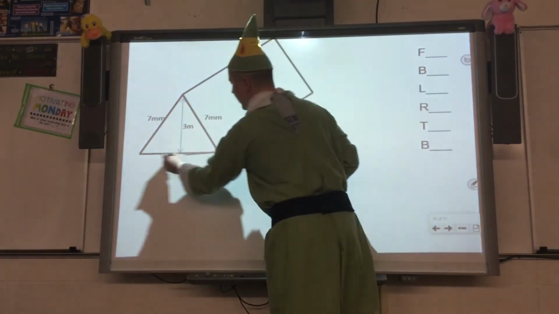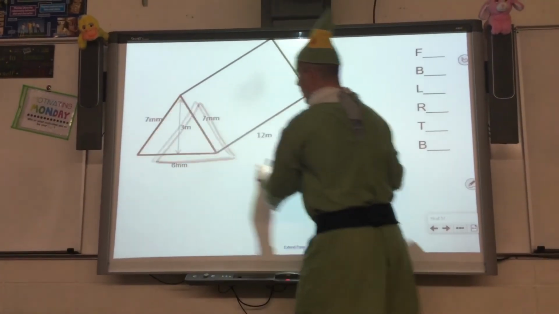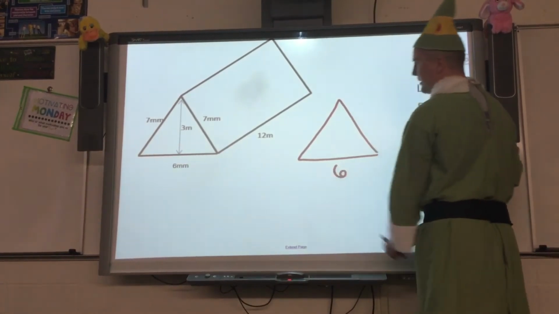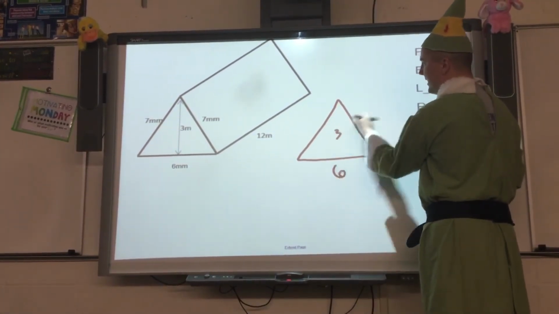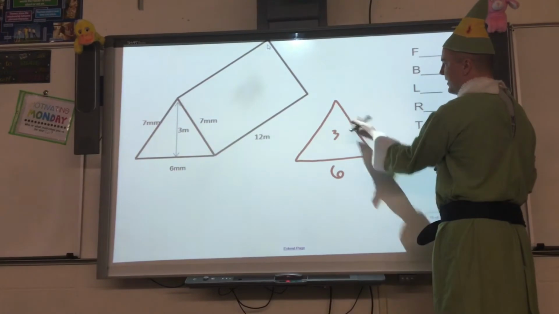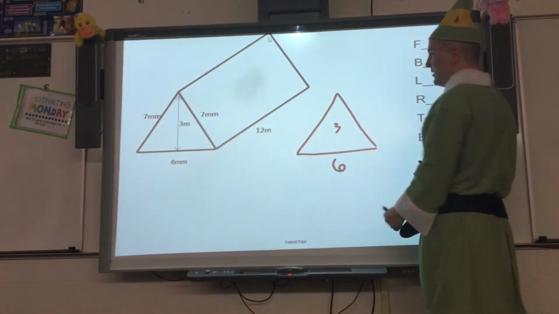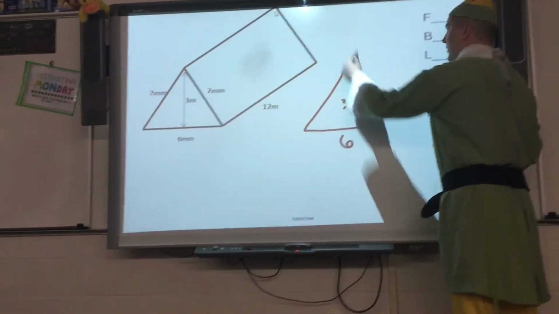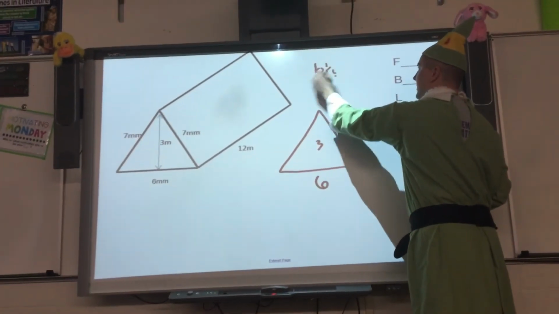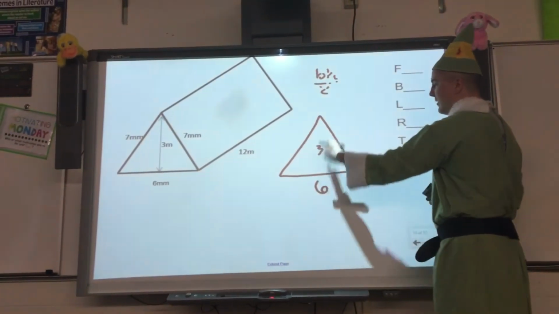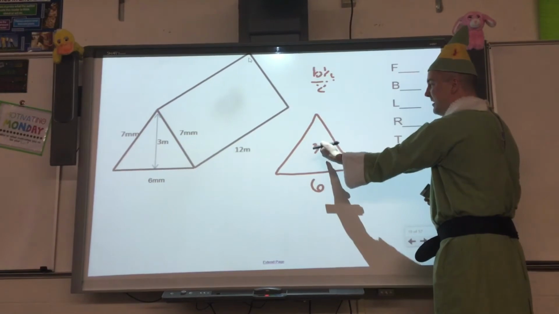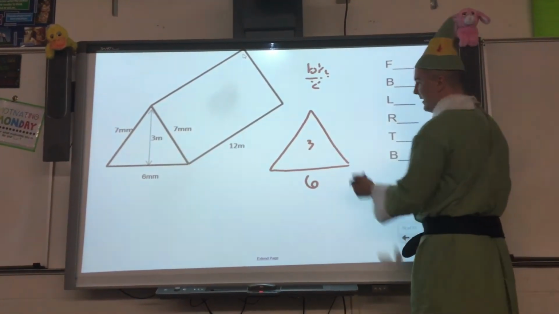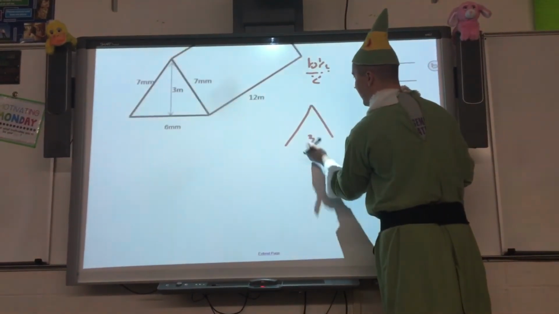This triangle right here, remember I don't need the base, which is 6, the height, which is 3. I don't need this side over here, 7. I don't need that number when I'm finding the area of a triangle. I know the area of a triangle is base times height divided by 2. Well, base times height, 6 times 3 is 18. 18 divided by 2, 9. So I'll get a triangle of 9.